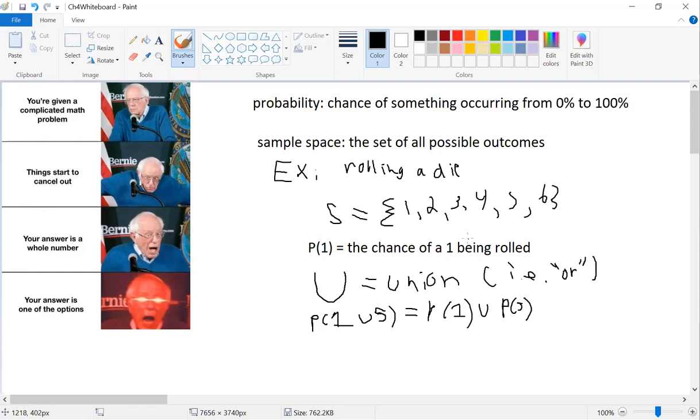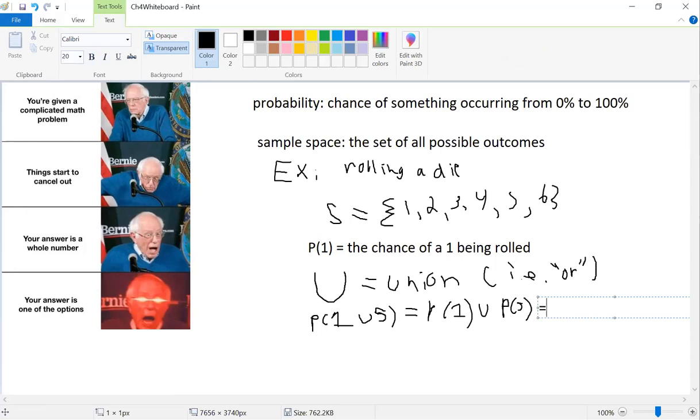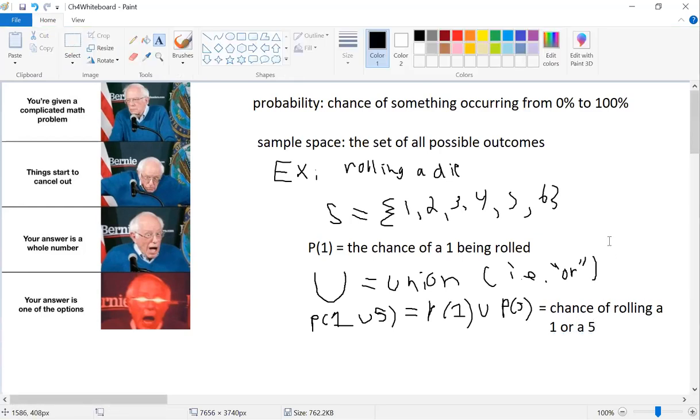Okay? And this is the chance. I'm going to go back to typing because that's going to be a little bit easier on us. Equals the chance of rolling a 1 or a 5. In that case, that's going to be 1/6 plus 1/6, 1/3. I'll give you a moment to write that down. I'm just going to pull that down here for a moment.